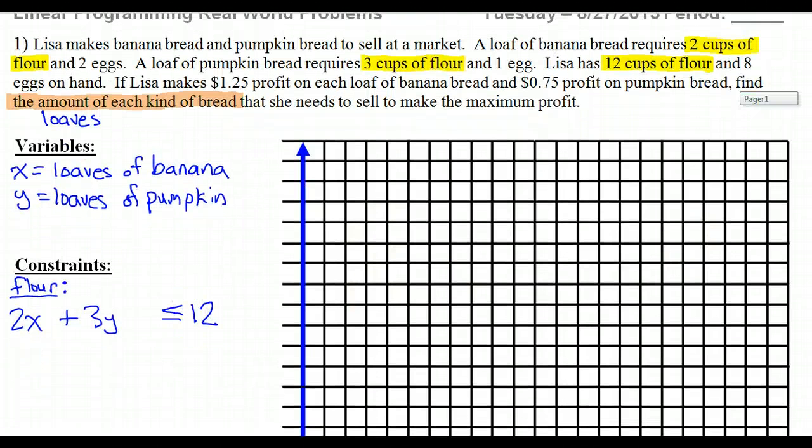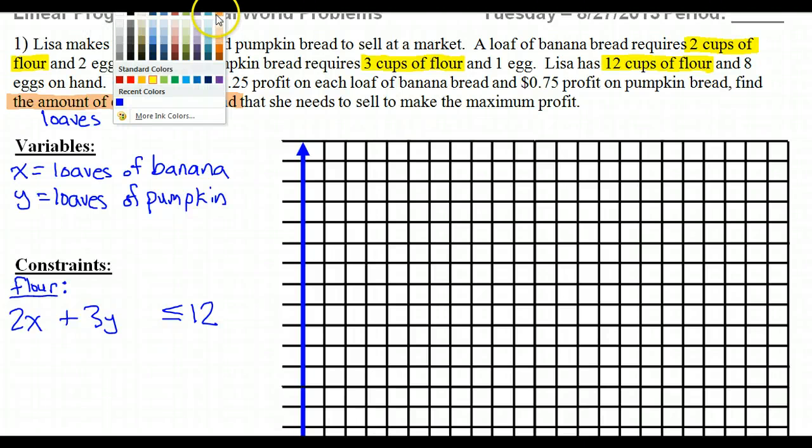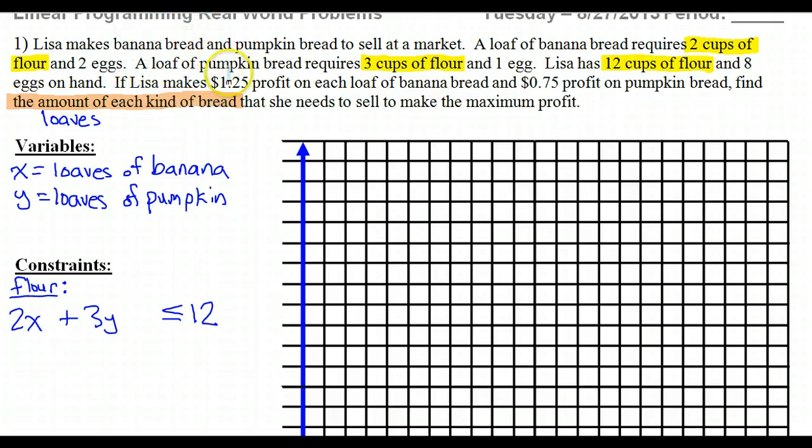Let's look for another constraint. All right, they kept saying flour and eggs. So probably there's going to be an egg constraint. So let's look for that. Let's do this constraint in blue. Okay, so.